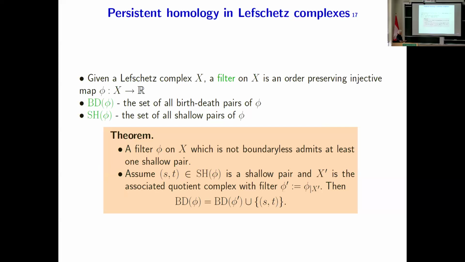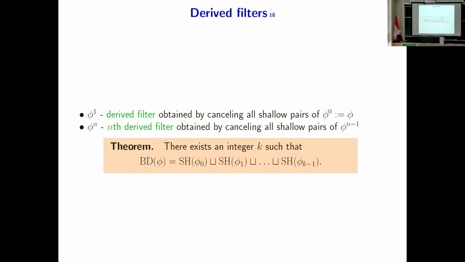And the consequence of this is that you can introduce the sequence of derived filters, and then the set of birth-depth pairs of your original filter splits as a disjoint union of the shallow pairs of these derived filters. And this stops. There exists an integer k such that the k minus first filter still has shallow pairs, but the kth filter is already boundaryless. So the Lefschetz complex for this kth filter is boundaryless. There is no need to iterate because there are no more shallow pairs present.